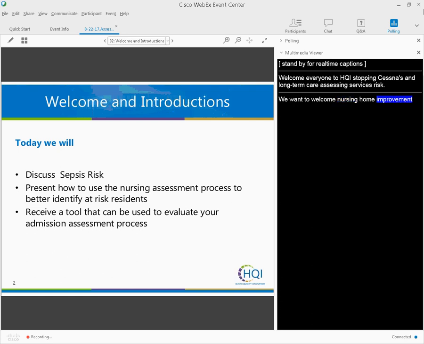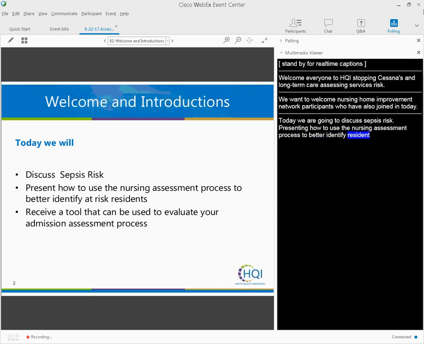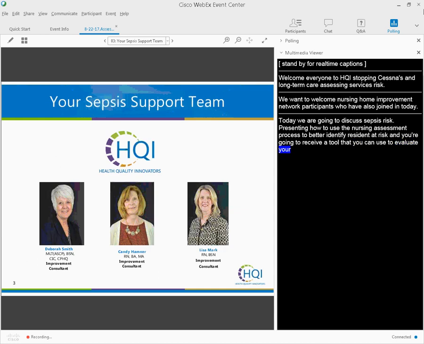Today we're going to discuss sepsis risk. We're going to present how to use the nursing assessment process to better identify a resident who's at risk. And you're going to receive a tool that you can use to evaluate your admission assessment process and make sure it's as robust as it needs to be.